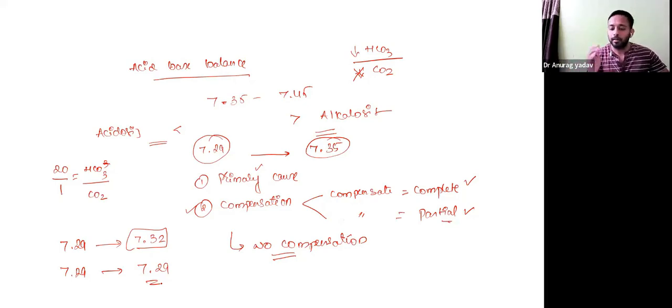So these are the few things you should understand in acid-base balance. What is the normal pH? When do we call it acidosis and when do we call it alkalosis? How will the body adapt to the primary change, and how will the body try to compensate? So this is about the acid-base balance.